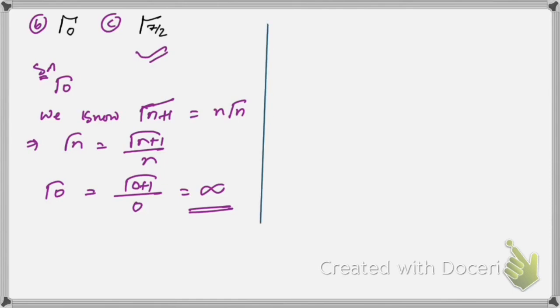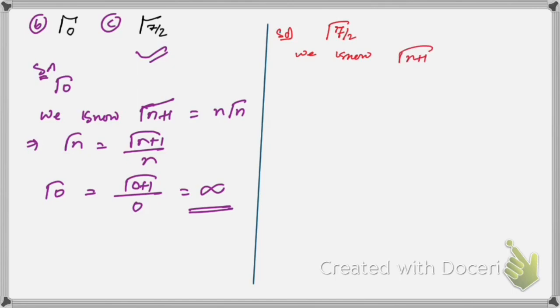Okay, so here you see, solution: gamma 7/2. As we know that gamma of n plus 1 is equal to n gamma n, right? So here you can see that gamma 7/2 can be written with 7/2 as 5/2 plus 1, right? Now you can apply this. If you apply this, then what you will get?